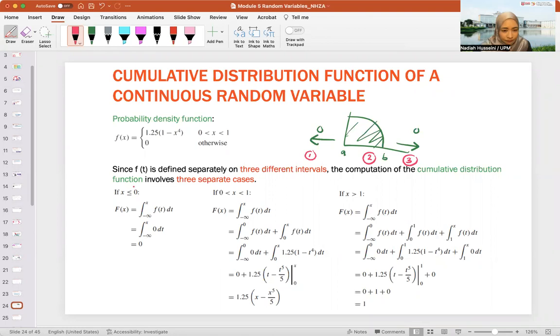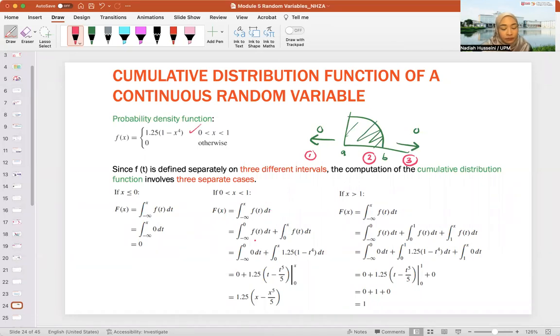So let's do our 3 cases here. If x is less than 0, you have to integrate from minus infinity up to x. So minus infinity up to x is just 0 because it doesn't exist before 0, right? And if your x is from 0 to 1, our function exists. So we put in our function.